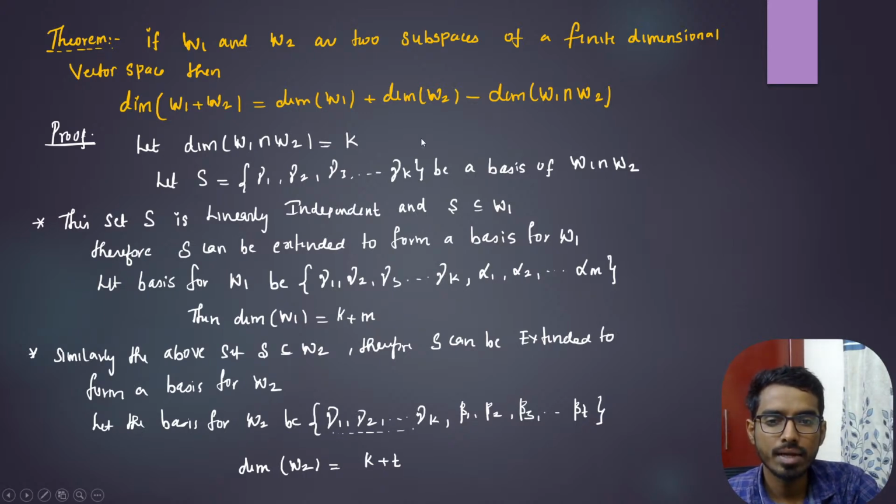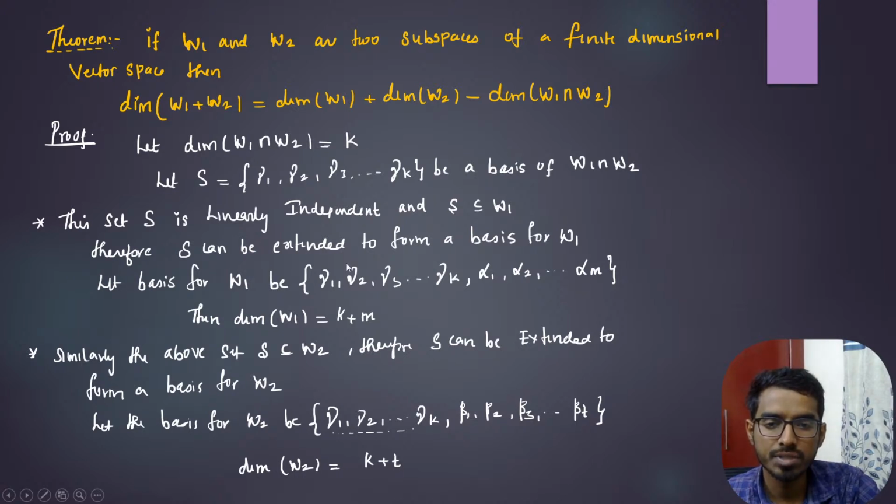And this is easy, right? These are linearly independent elements belonging to W1 intersection W2. That means these elements will be in W1. So these are linearly independent elements belonging to W1. Even though it is not a basis for W1, I can extend it to form a basis. Let the extension vectors be alpha 1, alpha 2 up to alpha m. So I have extended the k vectors with m vectors, so the dimension of W1 is k plus m.